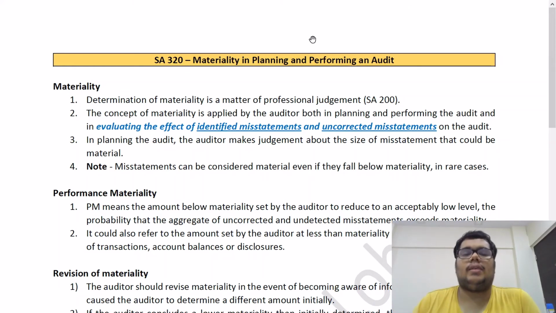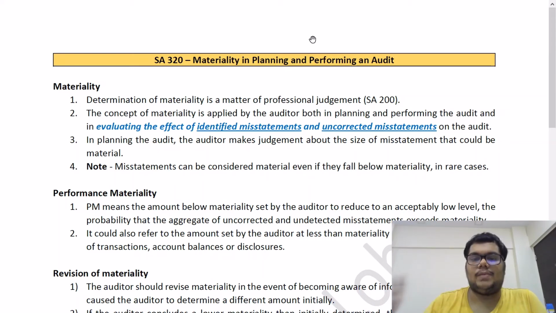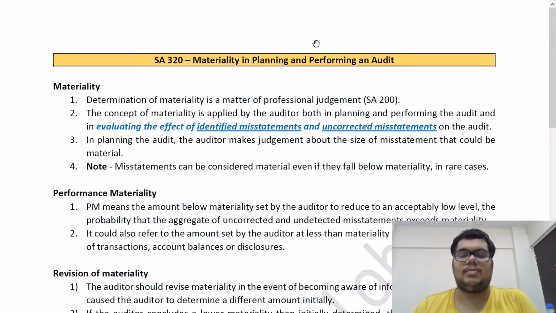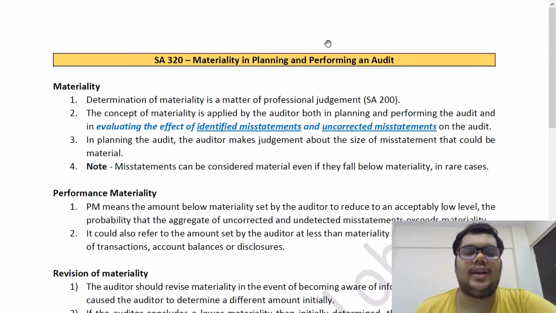The first point: determination of materiality is a matter of professional judgment. Where is the concept of professional judgment discussed? SA 200. We saw this in my video on professional judgment. There are no fixed percentages that someone can tell you, such as materiality should be 5% or 10%. It is your professional judgment that you will apply. For example, if last year some errors were detected in the audit, or the controls of the client are weak, we will take a higher materiality percentage. But if last year you have not found any errors, or the controls are working fine, we will take a lower materiality percentage.